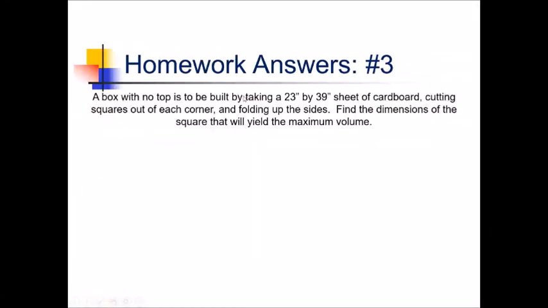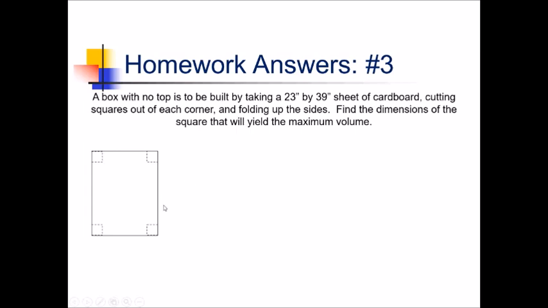For this problem, we have a box with no top built by taking a 23 by 39 inch sheet of cardboard, cutting out squares from the corners, and folding up the sides. So here's our rectangular cardboard with the squares cut out of the corners, and we're folding up those sides to make a box with no top. We want the dimensions of the square that yield the maximum volume.